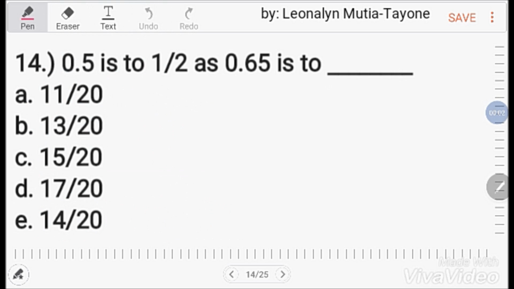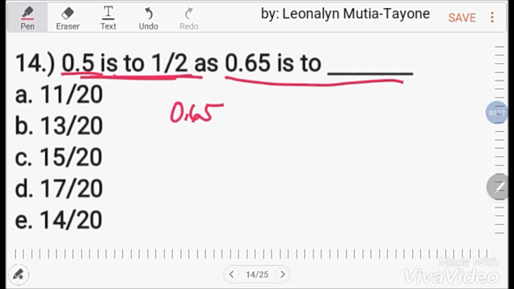Number 14, 0.5 is to 1/2. So, dito pa lang, alam mo na pareho lang siya. So, hanapan mo lang din ang pareho. Itong 0.65. Mayroon tayong separate video kung paano ito hanapan ng fraction.